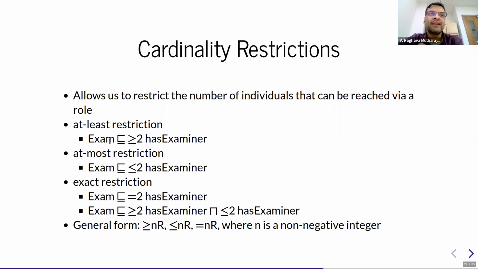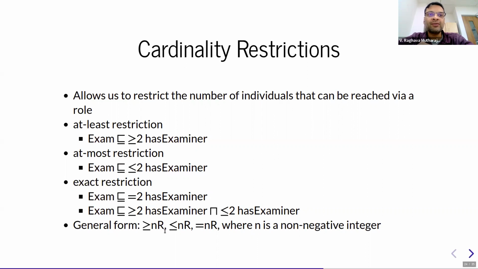So let's say there is an exam, and you want to say that an exam has at least 2 examiners. Every exam should have at least 2 examiners. We don't care who the examiner is, but there should be at least 2. And this one says that an exam can have at most 2 examiners, so that means it's 0, 1, or 2. We also have the exact symbol. If you put an equal to, that's exactly 2, which is the same as at least 2 intersected with at most 2.